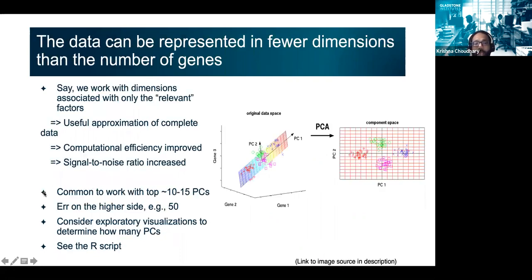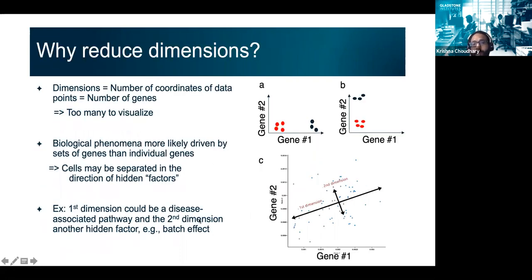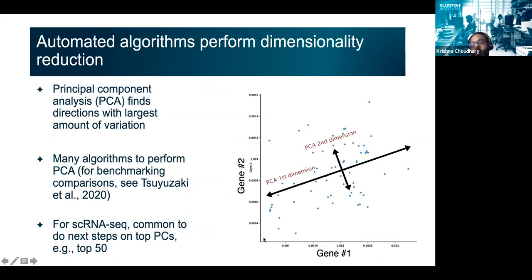So in bulk RNA-seq, for example, we typically see that there are dimensions. If the experiment has worked well, then we will see that one of the dimensions is associated with the disease-associated pathway or something, and the second dimension associated with hidden factors such as batch effect. Another hidden factor, for example, could be something else, like variation of age among the samples that you have studied. Here we have single cells, and the single cells may also be spread in the directions of those hidden factors.